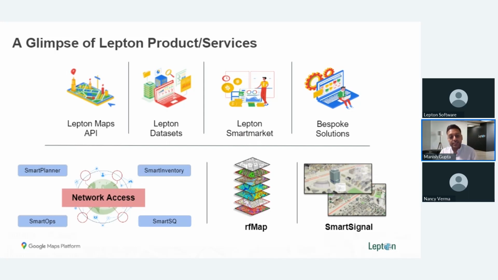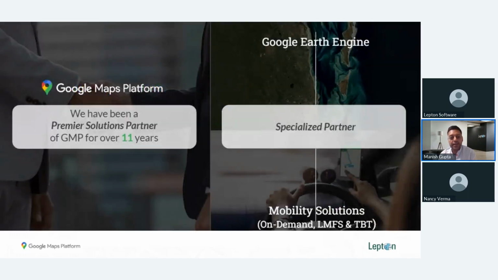Okay, so let's jump into the Google Maps services. As I said, we have been a premier partner for Google Maps services in India for almost 12 years now. We are the largest and the oldest partner which Google has. We are the only partner in India who has access to resell Google Earth Engine as well as the mobility solutions such as on-demand rides and delivery solution and last mile fleet solution. And TBT is turn by turn. You probably would have seen it in two-wheelers where you can actually navigate from one point to another point from the screen itself.